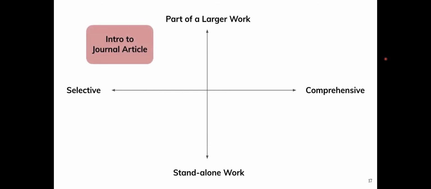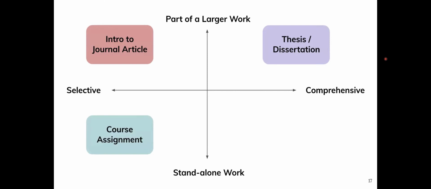A selective lit review that's part of a larger work, an example is an intro to a journal article. One that's part of a larger work but is more comprehensive would be the lit review portion of a thesis or dissertation. Standalone works that are selective would be a course assignment, such as a term paper. And finally, a standalone work that's more comprehensive would be something like a review article published in a scholarly journal. So it's important to understand which type of lit review you're doing, because that will really affect the scope and how much time and effort you're able to put into it.